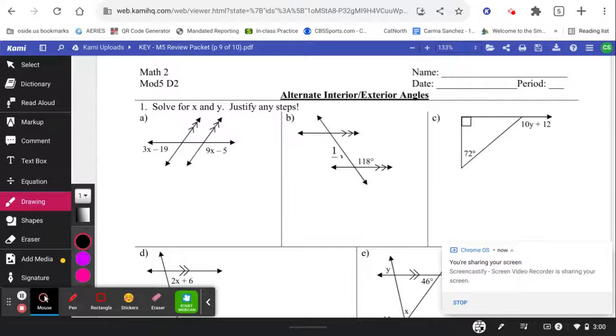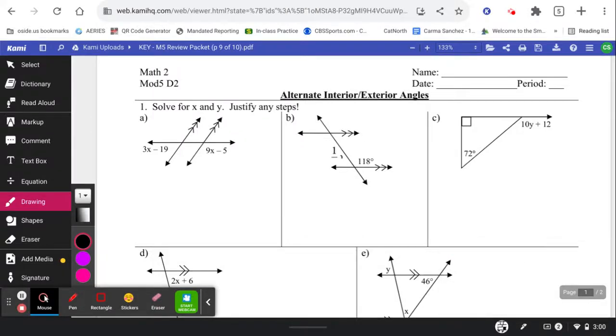Okay, let's take a look at this Mod 5 Day 2 worksheet. If you numbered the pages in our packet in class, I think I called it page 9 of 10 this year. Okay, let's take a peek. Taking a look at the angle relationships, we're solving for x or y depending on the problem. This first one has x's. What is the relationship between these two different angles?